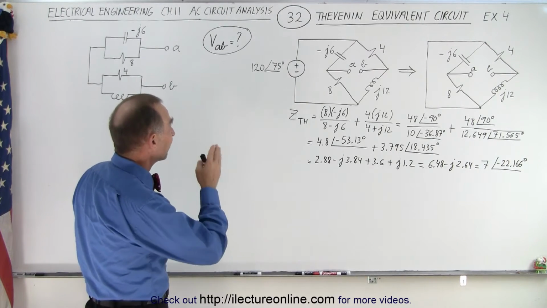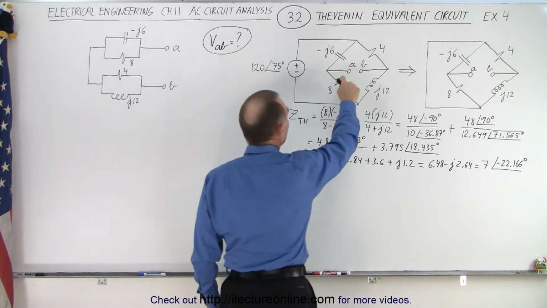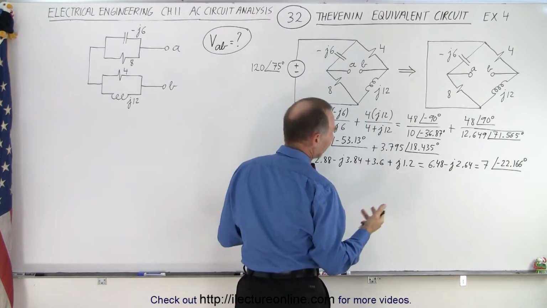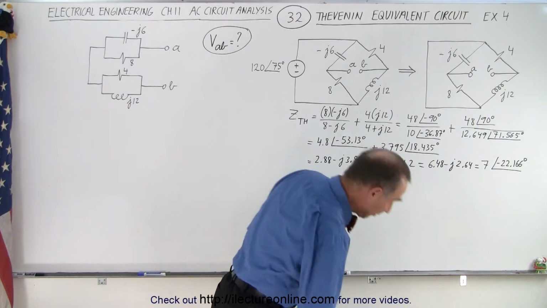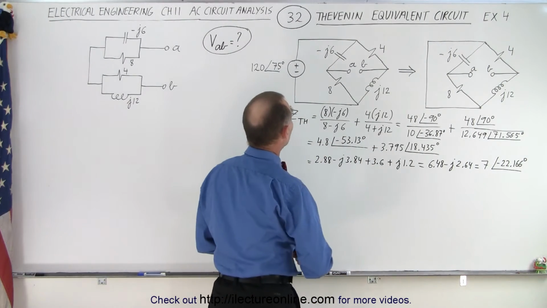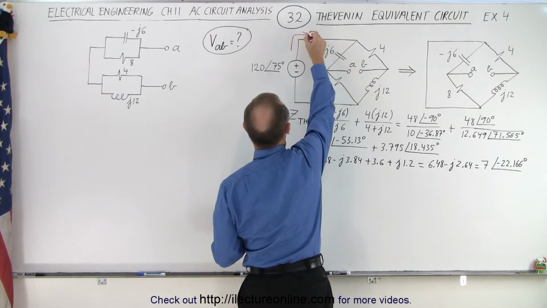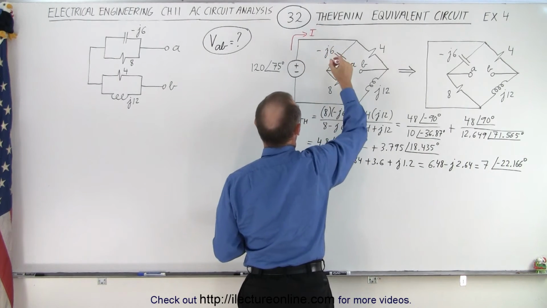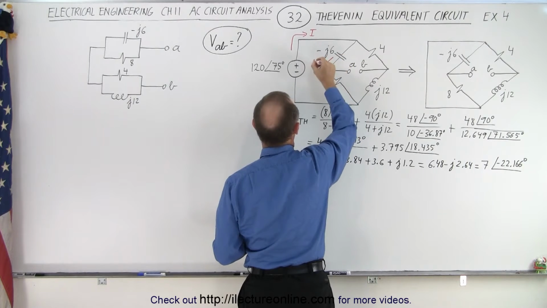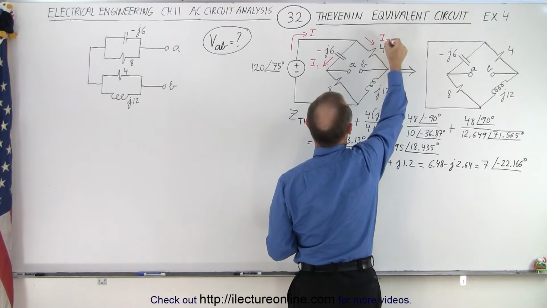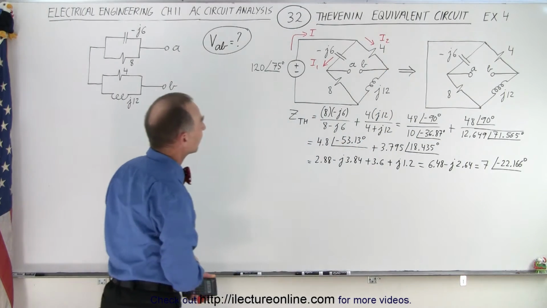Next, we need to find the Thevenin voltage, which is the voltage between A and B. So now we go back to this circuit right here. There are different ways in which we could approach that, but one way is to say we're going to have a current coming through here, which is I, and then that current will split up into I1, the left branch, and I2, the right branch, to get to A and B.